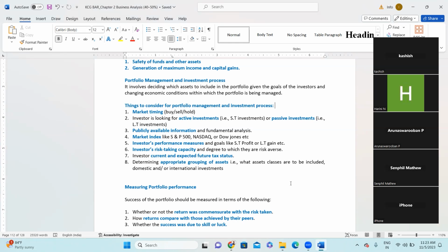Fifth is the investor's performance measure and the goal, like short-term profit or long-term gain. What is the investor actually looking for by making the respective investment, right? Sixth is the investor's risk-taking capacity. So this is also very important.